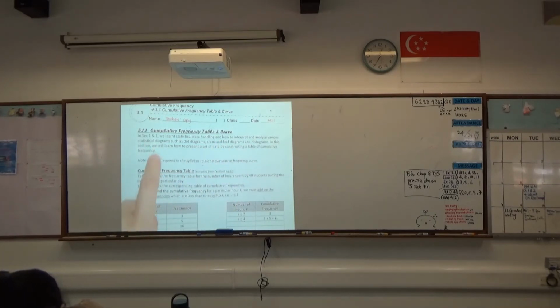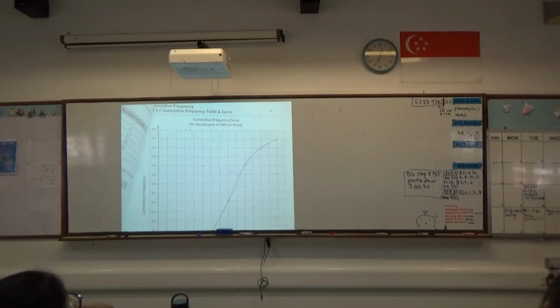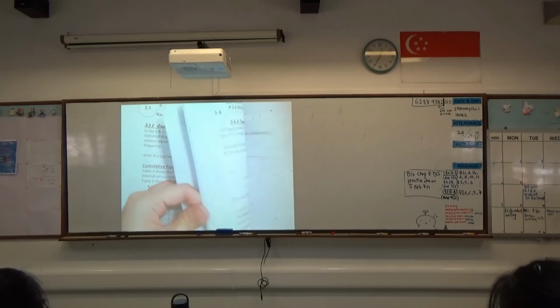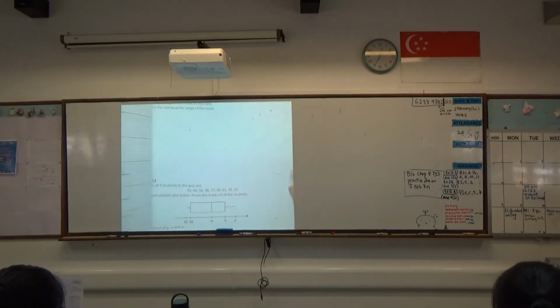In this year, we are going to learn a newer form of diagram, which is the cumulative frequency curve, as well as box and whisker plots, which looks like this.